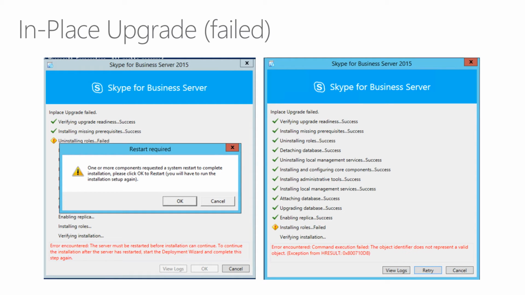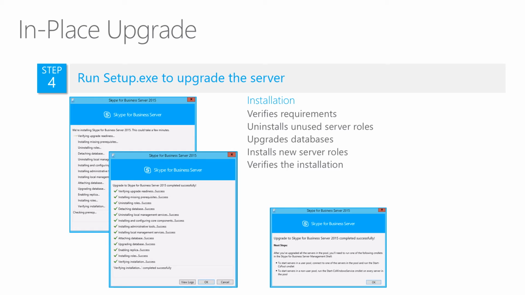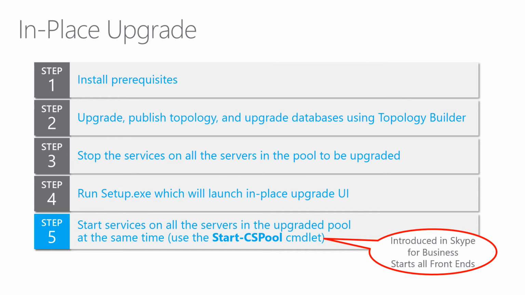Failing to close all PowerShell console windows will also result in a failure in the upgrade process as shown on the screen. Once setup.exe has successfully completed all of the verification processes, you will be notified that the upgrade is complete. Step 5. Start services on all the servers in the upgraded pool using the Start-CsPool cmdlet.